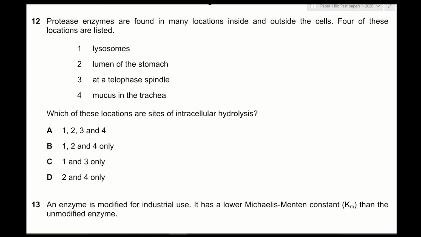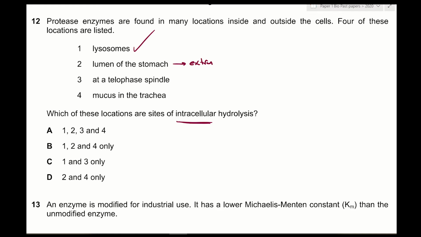Number 12. Protease enzymes are found in many locations inside and outside these cells. 4 of these locations are listed. Which of these locations are sites of intracellular hydrolysis? So intracellular is anything that happens inside the cell. Therefore, it's definitely going to be lysosomes, because lysosomes are organelles found inside these cells. Also, let's look at 2, lumen of the stomach. As we all know, enzymes are released into an epithelium. If it's released into an epithelium or any type of epithelium, therefore it's extracellular, not intracellular. It's released outside the cell.